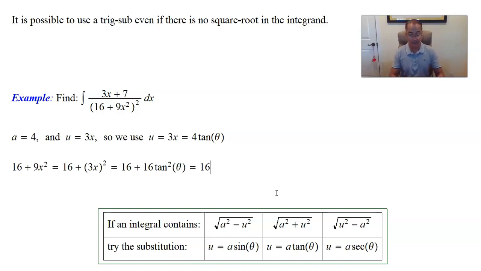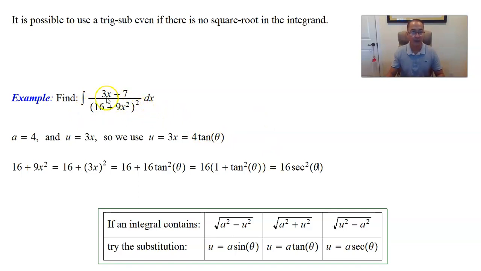Again, 16 factors out, but there is no square root where we will take it out. So just keep it as 16. There is no square root. 1 plus tangent squared is secant squared. So we get 16 secant squared. Once again, there is no square root. However, so we have this, so we're going to square it.